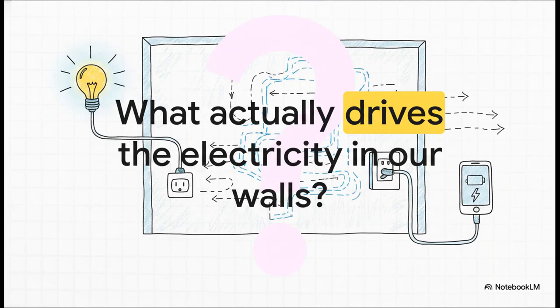Have you ever actually stopped to wonder what drives the electricity in our walls? I mean, we flip a switch and boom, light floods the room. We plug in a completely dead phone and it instantly comes back to life. But behind the drywall and inside those charging cables, there's this invisible, silent traffic that's literally powering your everyday life. So today, we're going to learn the hidden rules of that road.